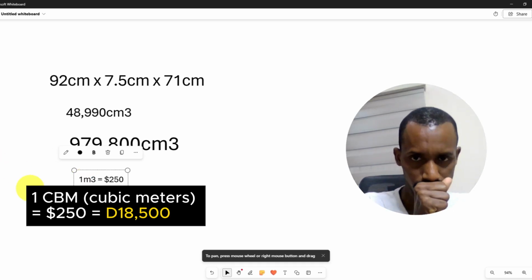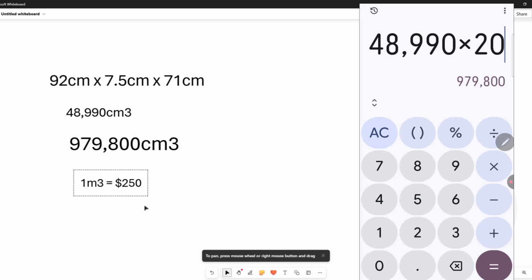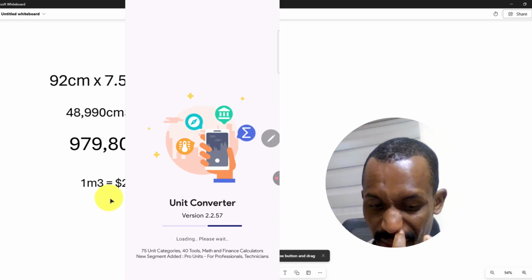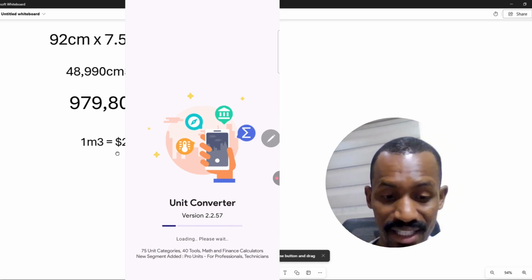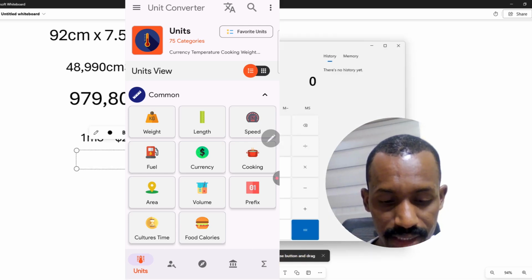Now this thing we have on our phone here, the 979,800, is in centimeter cube, but how can we convert it in meter cube? We just have to copy it. We go to our converter app. We all have converter apps in our phone. You can download it on Google Play. There are different converter apps. Remember I told you you can calculate weight, length, speed, currency, area, volume.